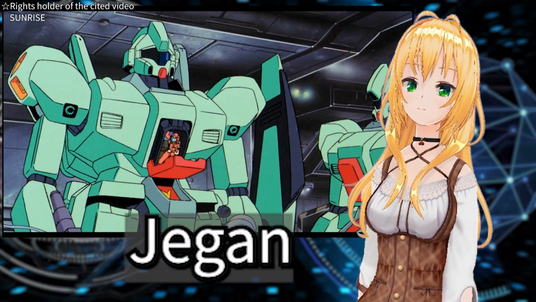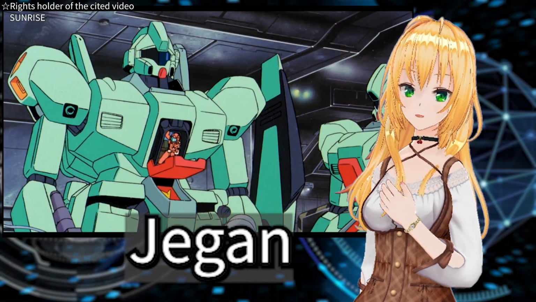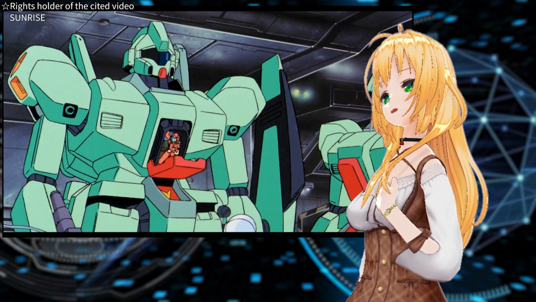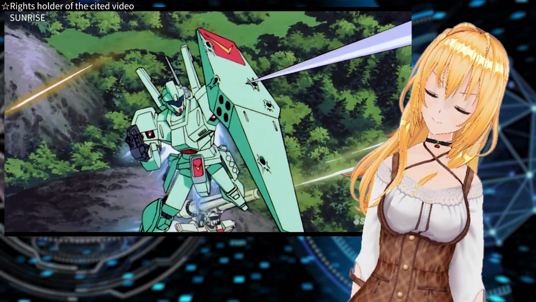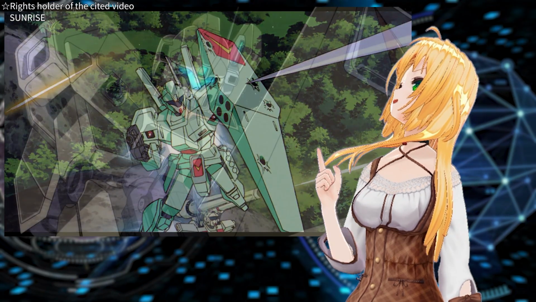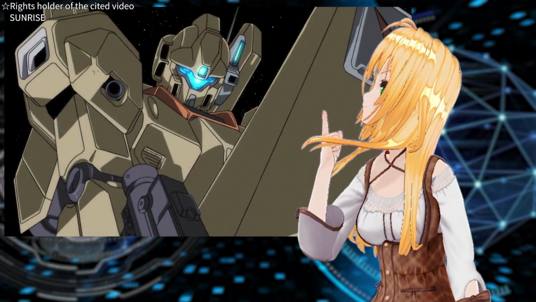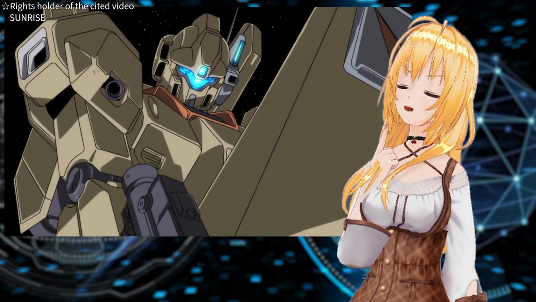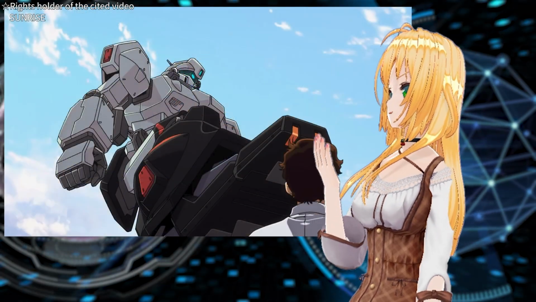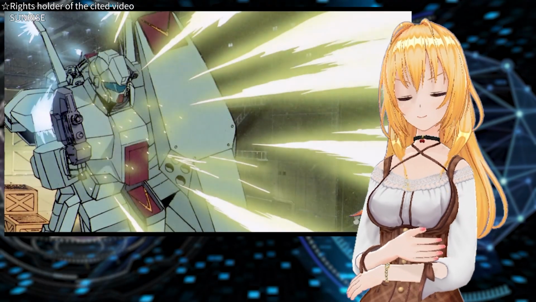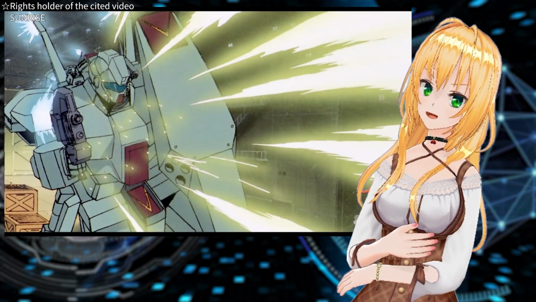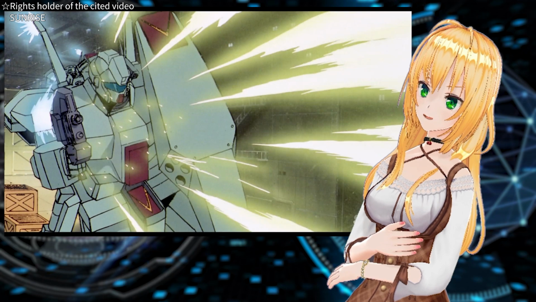One example is the Jegan. It first appeared in Char's Counterattack and later in F91, which takes place in a later era. The Jegan also plays an active role in Gundam Unicorn and Hathaway's Flash. Now, let's take a closer look at variations of the Jegan inspired by comments from its designer.